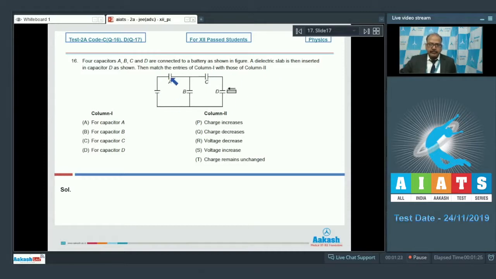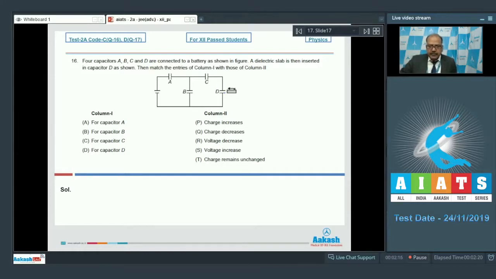So here is a circuit. We have been given, there is a cell and there are 4 capacitors A, B, C and D, and a dielectric slab is inserted in capacitor D as shown. Let's do the working now. Now what happens when the dielectric is inserted?